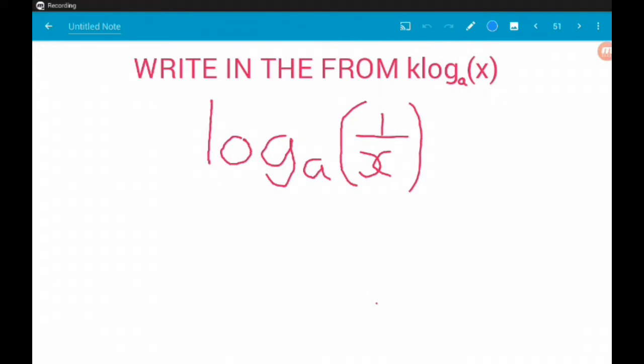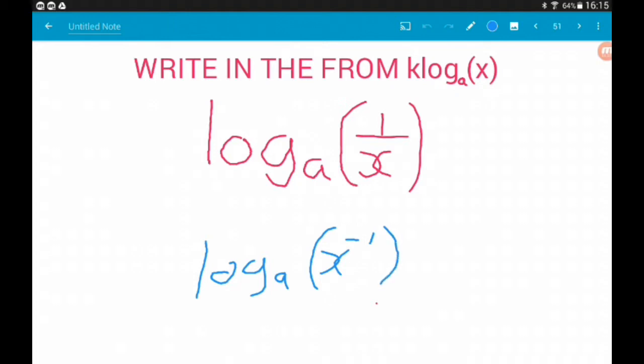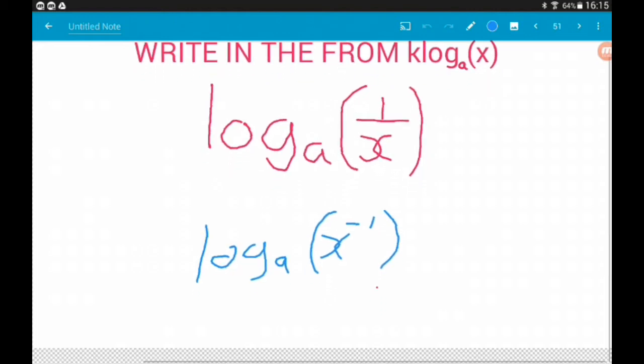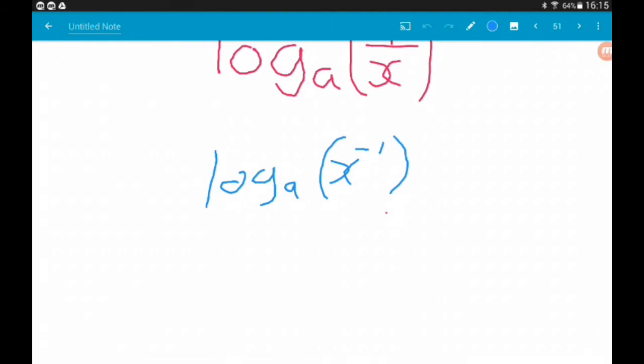Okay, now let's have a look at using the third rule. So here we want to write the logs that we are given in the form k times log base a of x. So for the first example, we've got log base a of 1 over x. So first of all, let's think what power of x is 1 over x. It's x to the minus 1. So we could write this as log base a of x to the minus 1. Now we don't want this power of x in here, we just want x being logged. So using the third rule, the power comes out the front of the log, so we're going to get minus log a of x. Good times.